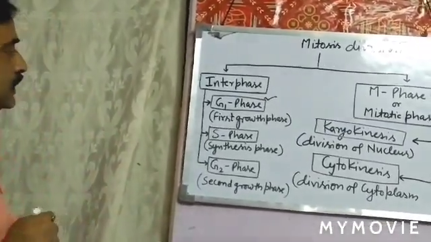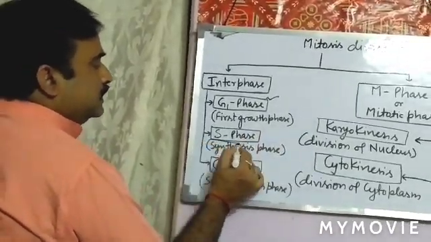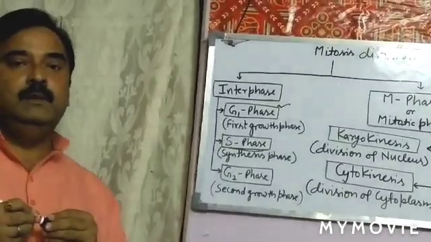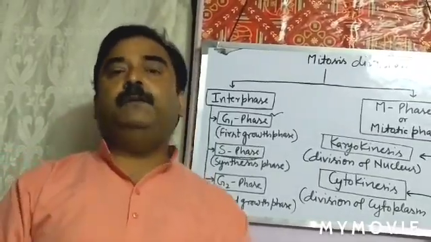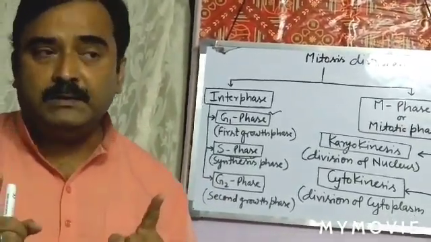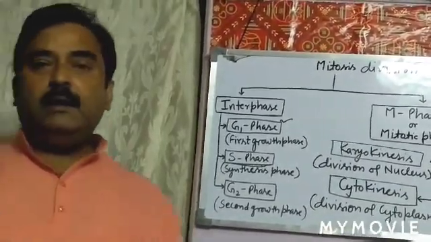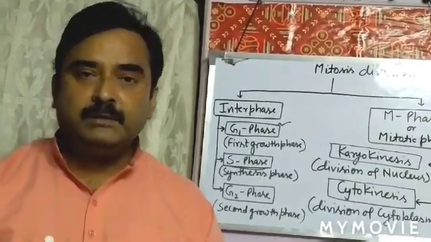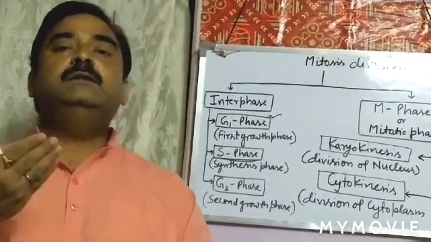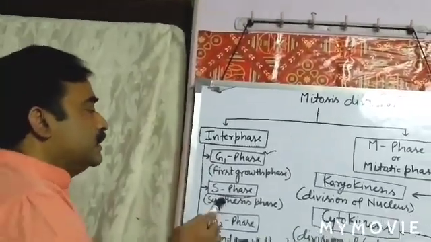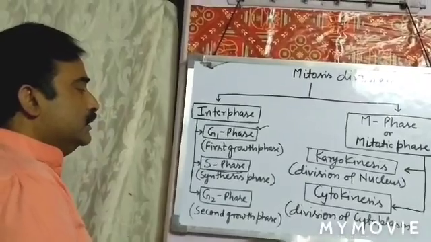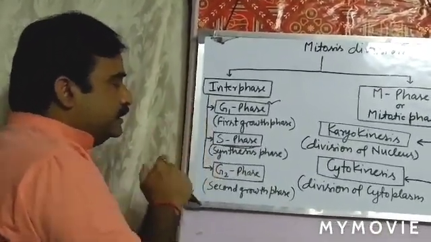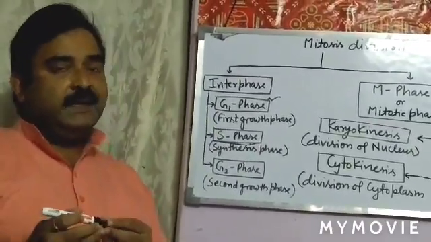Clear? Now the second step of the interphase is S phase, also called synthesis phase. This synthesis phase is very important. Why? Because during this phase, the genetic material of the cell, that is DNA, is replicated and multiplied. This process is known as replication of DNA, or generally the synthesis of DNA. So the synthesis of the genetic material takes place during the synthesis phase. That's why it is considered S phase.